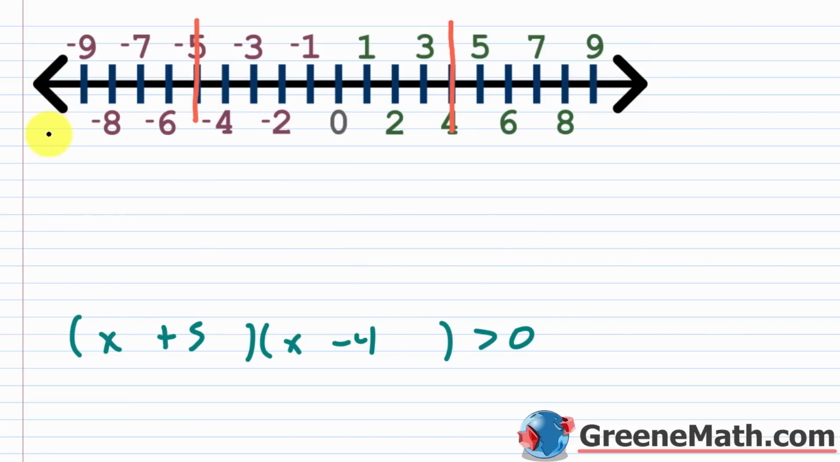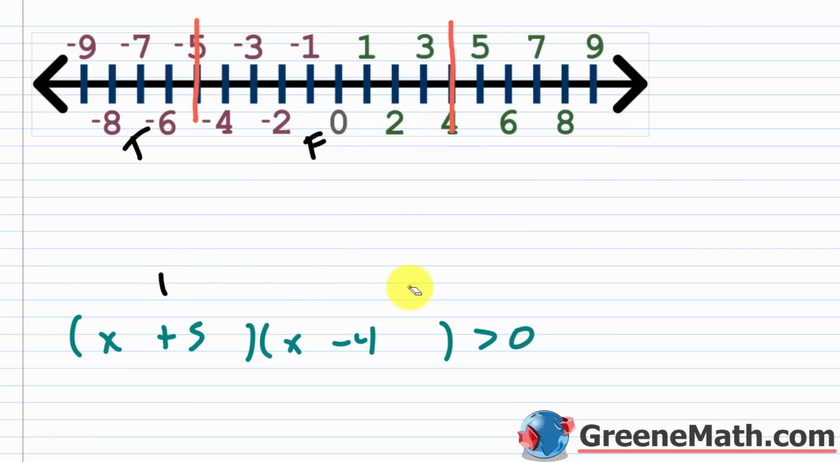So things to the left of negative 5, is that going to work? Well, if I think about something like, let's just say negative 6 plus 5, that's negative 1. So this is negative. And then negative 6 minus 4, that's negative 10. So this is negative. Negative times negative is a positive, so that's going to be greater than 0. So this would be a T for true. Then if I think about between negative 5 and 4, we could pick 0. 0 plus 5 is 5, so that's positive. And then 0 minus 4 is negative 4, so that's negative. Positive times negative is negative. A negative is not greater than 0, so this would be false.